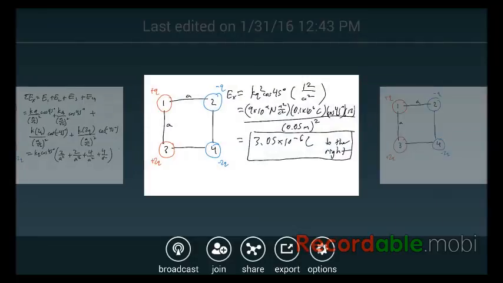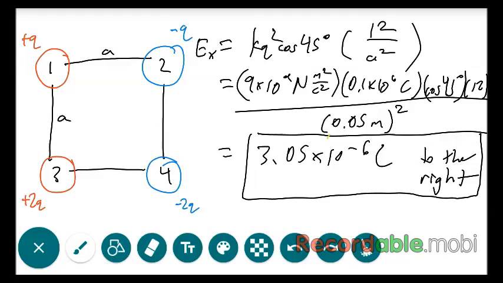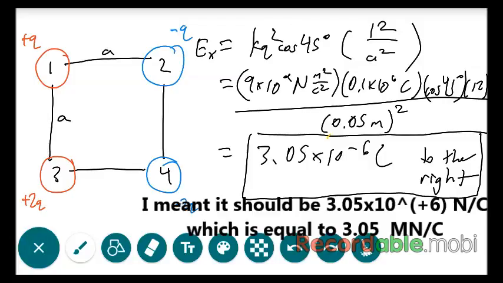Therefore, your answer would just be the result of the electric field in the x direction, and as I've said, that is 3.05 times 10 to the negative 6 coulombs to the right.